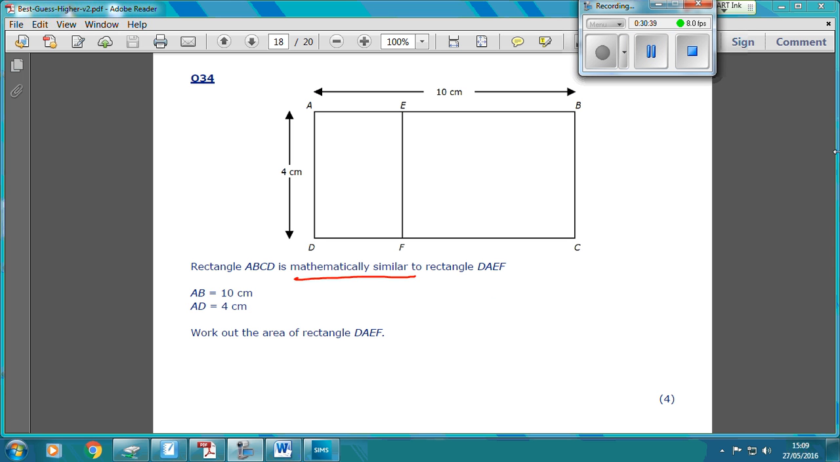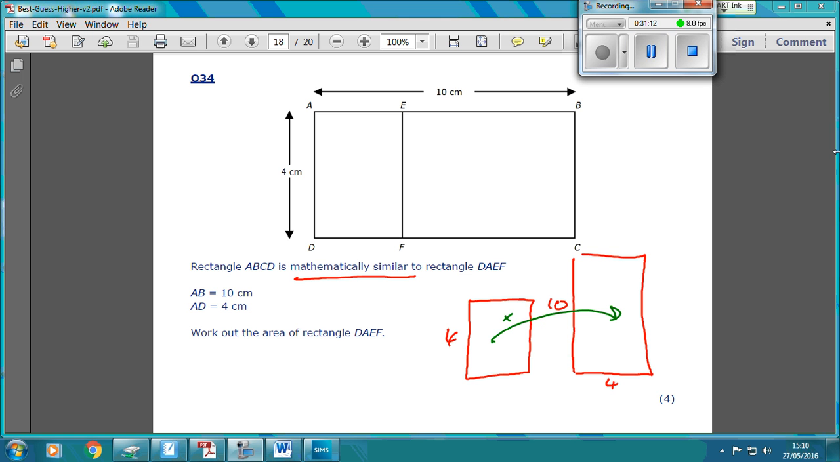So the smaller shape, you've got a rectangle which looks like this, where the longest side is 10, and the shorter side is 4. And then if I switch a bigger one round, I've got a bigger rectangle where the longest side is 10 and the smaller side is 4. So if they're mathematically similar, it means that there's going to be a scale factor. So it means that this one times by something equals this one.